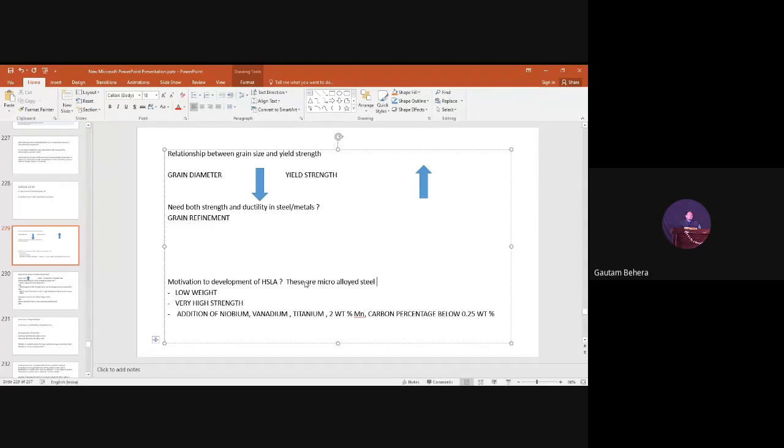That means the metal will easily deform plastically on application of a very minimum shear stress, or the critical resolved shear stress will be very low for FCC metals. How many slip systems do we have in FCC? Sir, 12. Very good, 12.